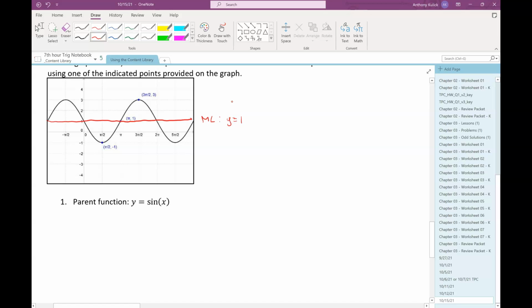Everybody agree with that? And since the midline is y equals k, I know that k is 1. Cool?